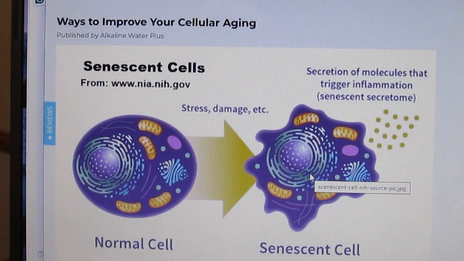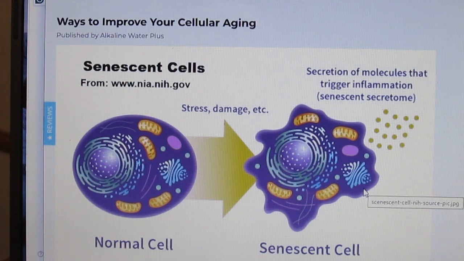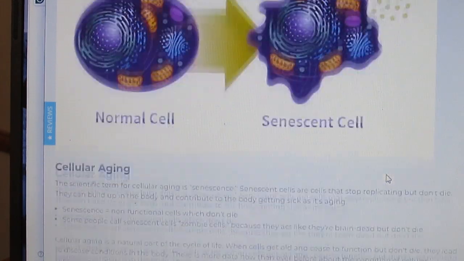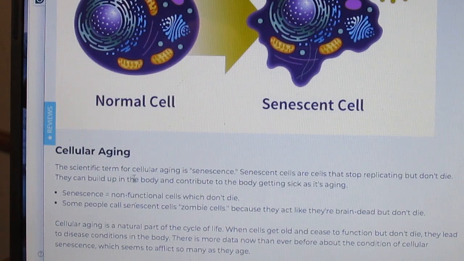I'm going to talk about ways to improve your cellular aging. This first picture here is a picture of a normal cell and then what's called a senescent cell. Basically, a senescent cell is an abnormal cell that's been damaged, the DNA was damaged, and it no longer can produce whatever it produces. It just doesn't function. And the scientific term for that is senescence.